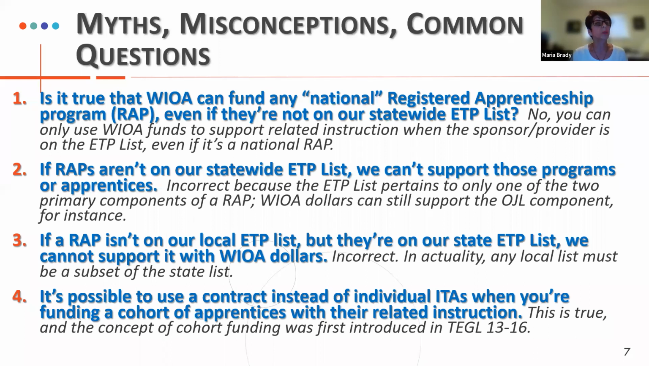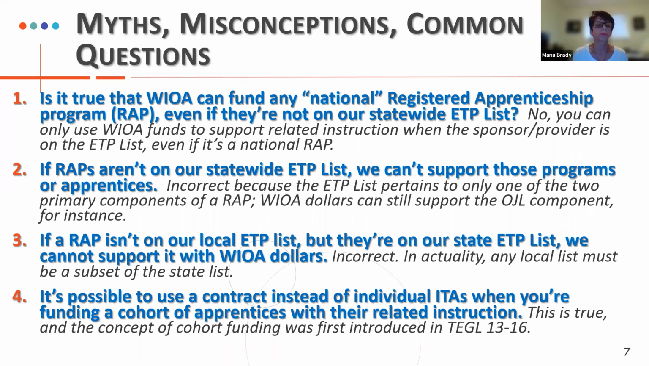Number 2, if registered apprenticeship programs aren't on our statewide list, we can't support those programs or those apprentices. That's incorrect, and it's kind of a trick statement, if you will, because remember what we said when we started. The eligible training provider list pertains to only one of the primary components of a registered apprenticeship program. It pertains to the related instruction, or what some people call related training and instruction, or RTI. WIOA dollars can still support the on-the-job learning component. So it is an incorrect statement to say, okay, the registered apprenticeship program isn't on our statewide ETP list, we can't support it. Well, that's not true, because you can still support the on-the-job learning through a wage reimbursement.